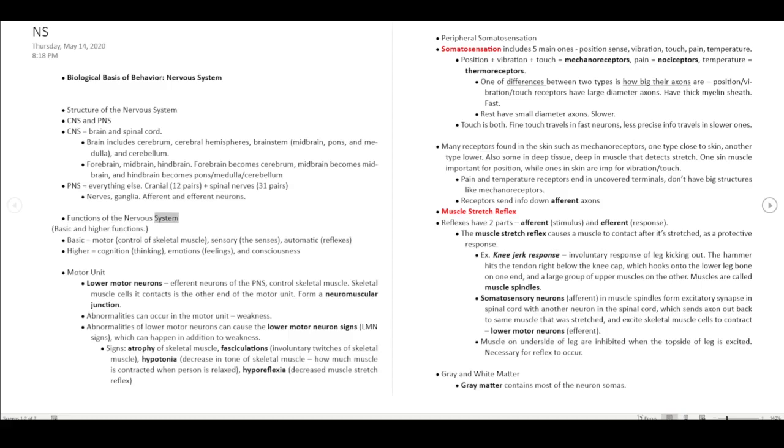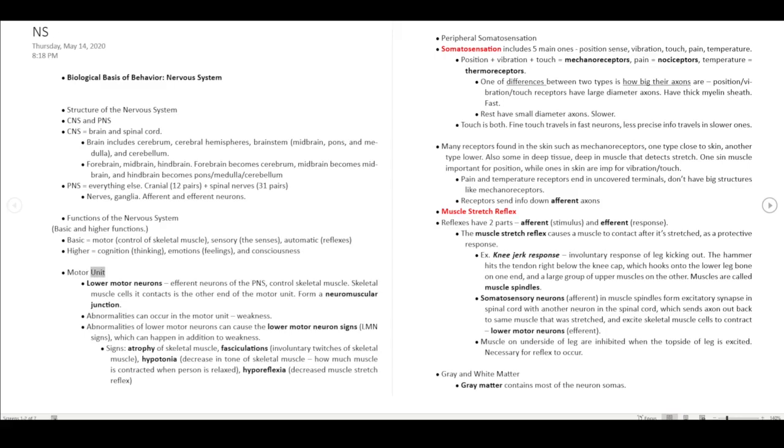Functions of the nervous system. Basic and higher functions. Basic equals motor, control of skeletal muscle, sensory of the senses, automatic, reflexes. Higher equals cognition, thinking, emotions, feelings, and consciousness.